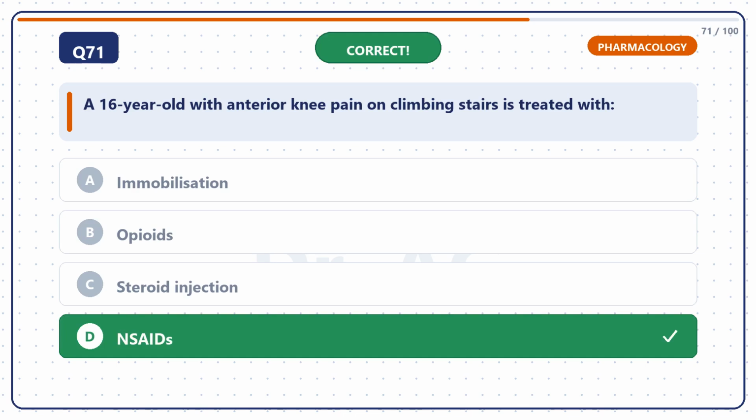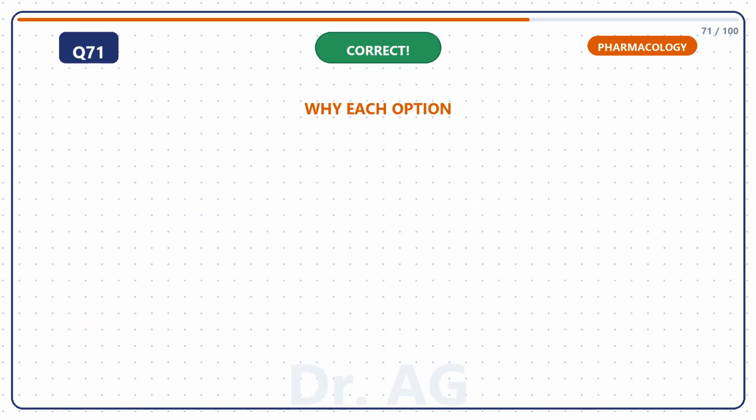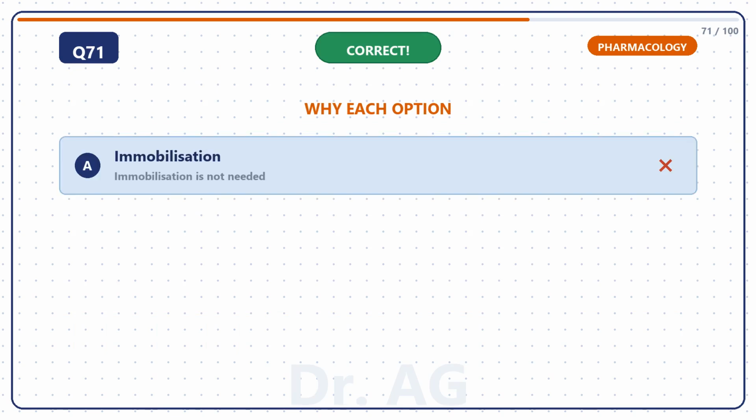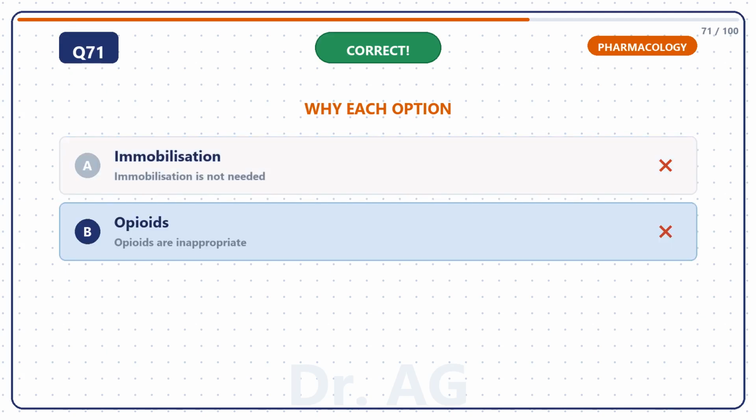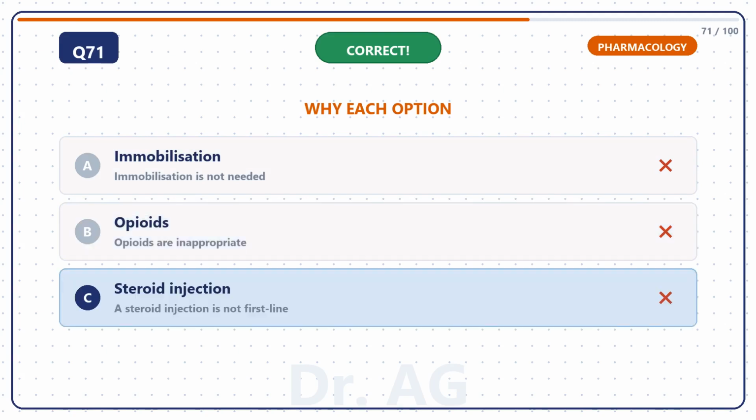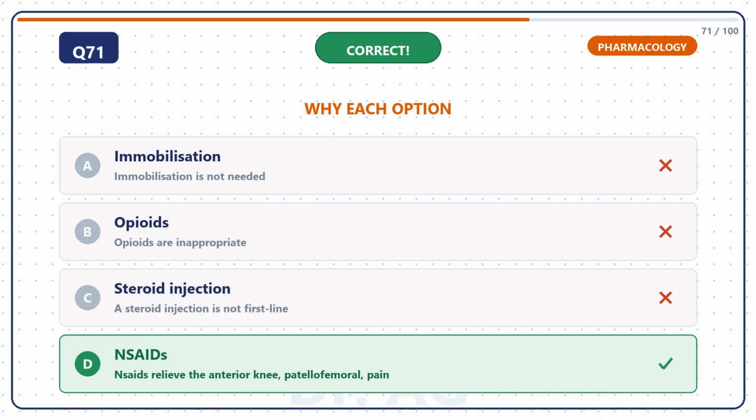The correct answer is option D, NSAIDs. Let's go through the options. Immobilization. Immobilization is not needed. Opioids. Opioids are inappropriate. Steroid injection. A steroid injection is not first line. And the correct answer is NSAIDs. NSAIDs relieve the anterior knee patellofemoral pain. So, the right answer is option D.